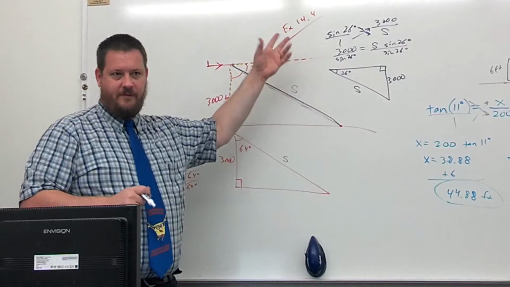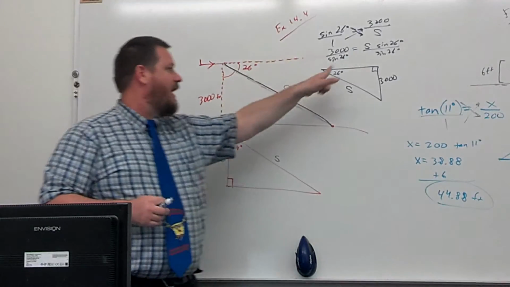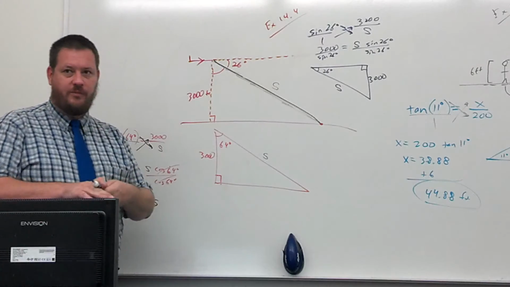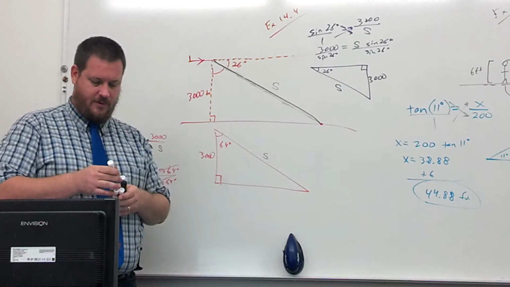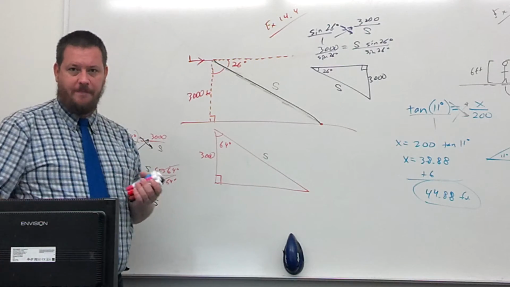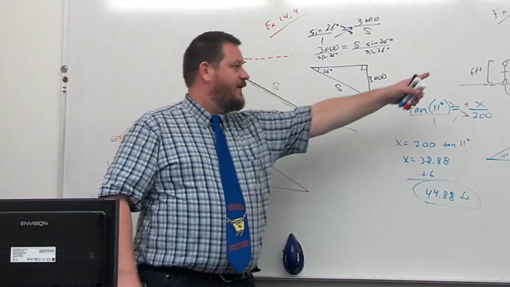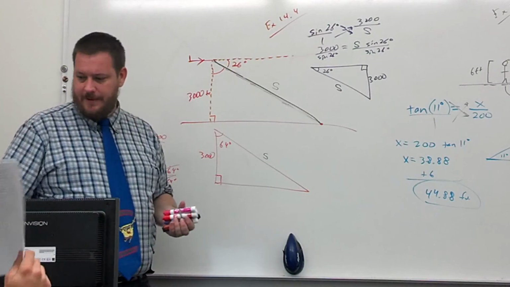But notice you have to be consistent. If you're going to use the 26 degree angle, you have to set it up like this, and you end up using sine. That's why you really have to draw the shape so you know what you're doing. And that's angle of elevation, angle of depression, and we're done with this video.